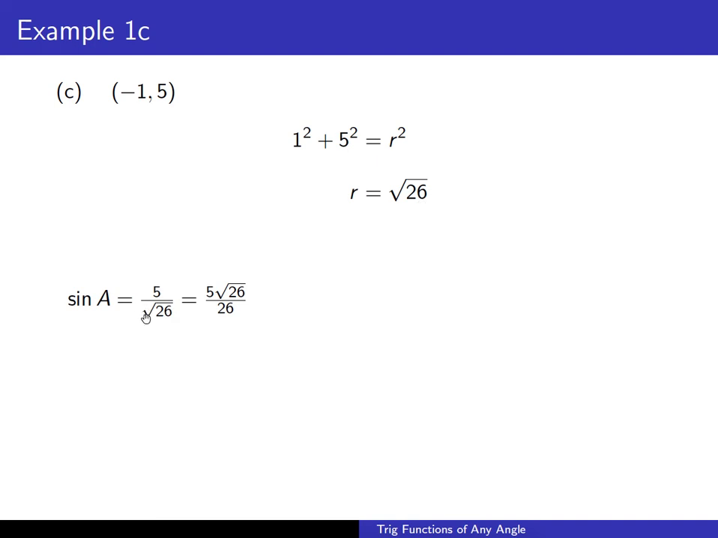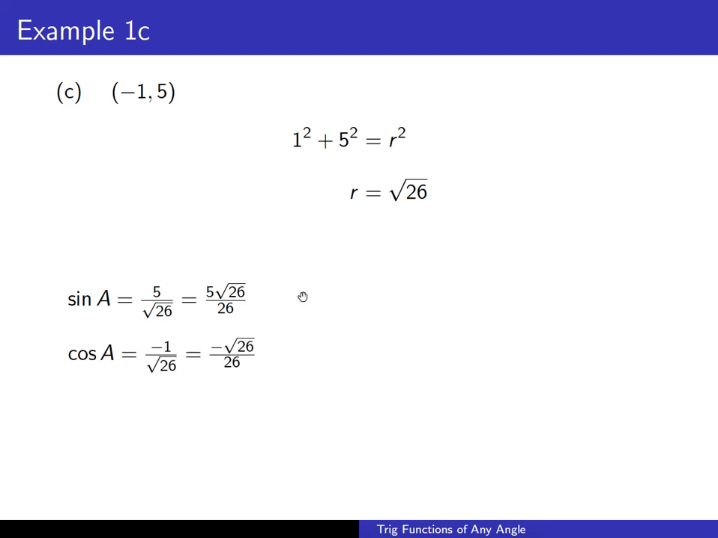And remember, we cannot have square roots or any radicals in denominators. So if we rationalize this, we're going to multiply the numerator and denominator by the square root of 26. And 5 times the square root of 26 is 5 square root of 26. Square root of 26 times the square root of 26 is 26. So we rationalize those denominators just like we did in the radical expressions section.